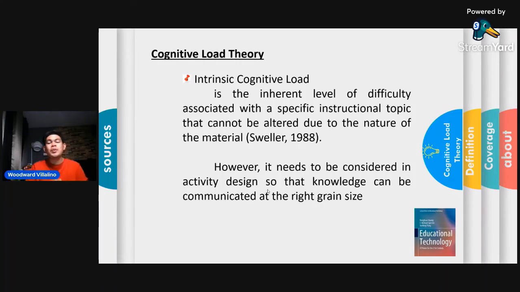However, it needs to be considered in activity design so that knowledge can be communicated at the right grain size. So it is very important that we consider the intrinsic cognitive load because even as natural as it is, what we need to consider is how hard it would be so that we could communicate it to the learners in the right grain size, or in a proper technique or approach that we are going to give to our learners.